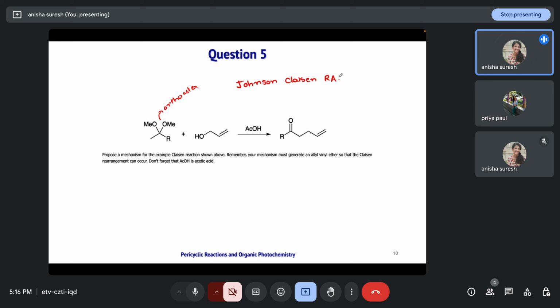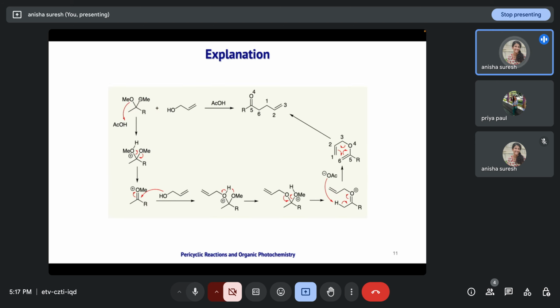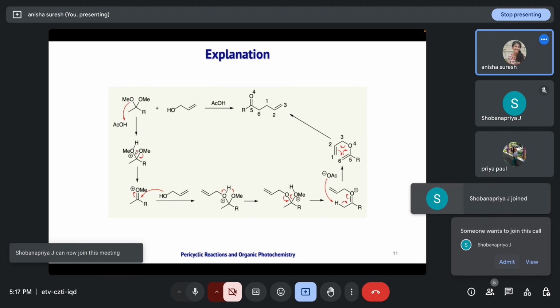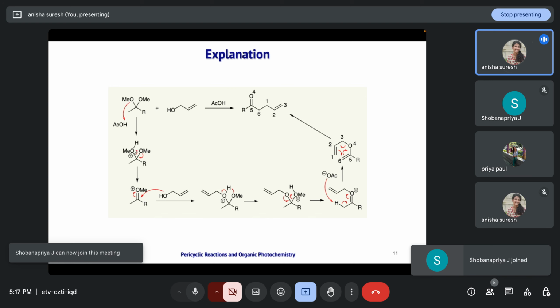Now we will see the mechanism. First, in the presence of acetic acid, this OMe will get protonated, and once a lone pair of OMe falls, a molecule of methanol will be eliminated, giving this as the intermediate.